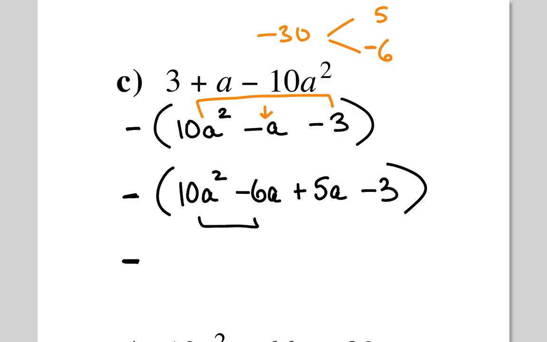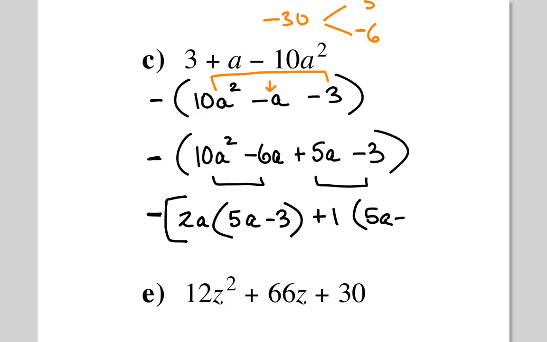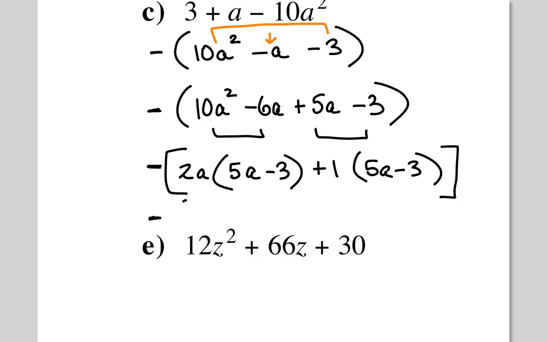Now we're going to have to break these into their GCFs. And we're going to have some double brackets, and that's okay. Just put a square bracket there to help you. Now what's going to come out of the first pair? A 2a, and then you get 5a minus 3. And what do I need to take out of the second pair? A positive 1, which changes nothing. And now inside the square brackets, you have a 5a minus 3 being factored out and the 2a plus 1 remaining.